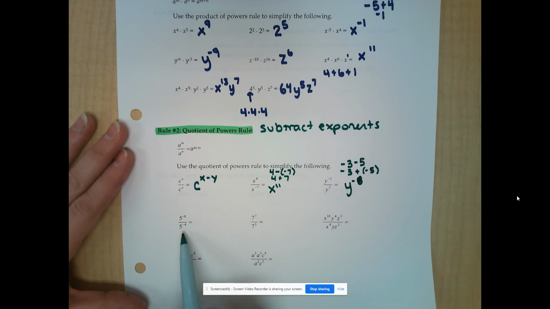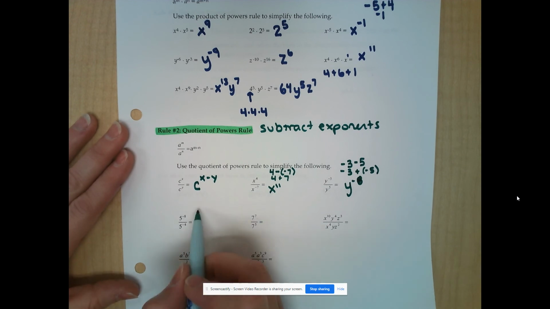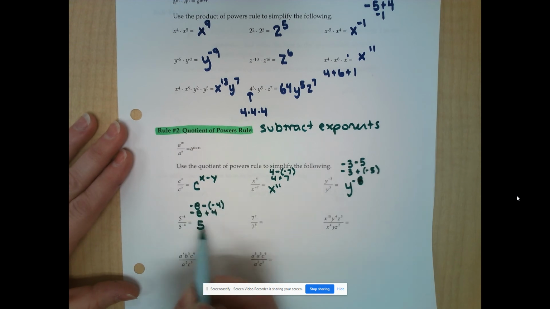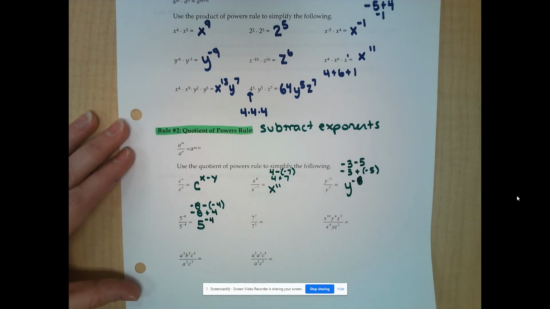5 to the negative 8 over 5 to the negative 4th. So I'm going to do negative 8, take away negative 4, rewrite that as addition, negative 8 plus a positive 4, and I would get 5 more negatives than positives, 5 to the negative 4th. This one's a little easier. 7 take away 5 would leave us with 7 to the 2nd.